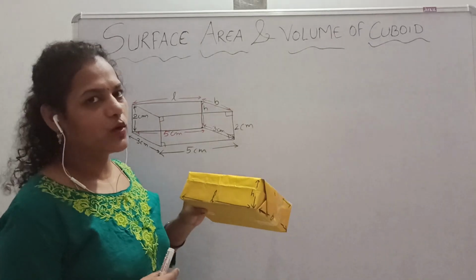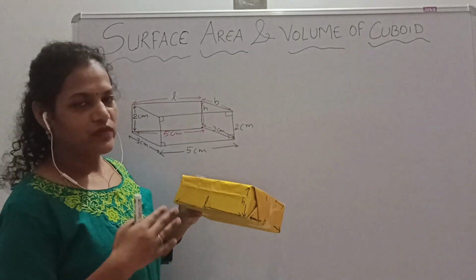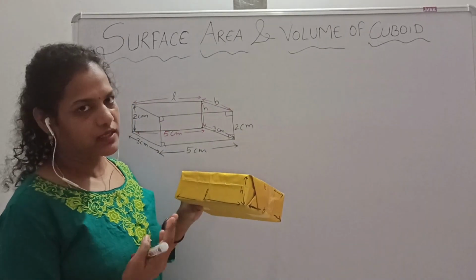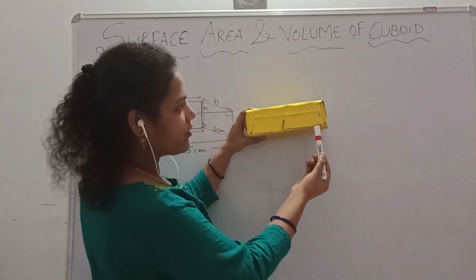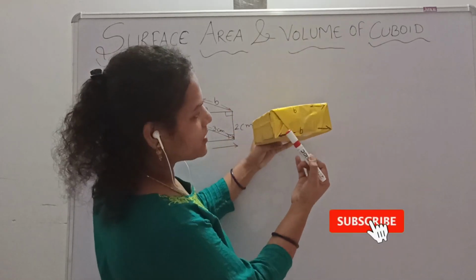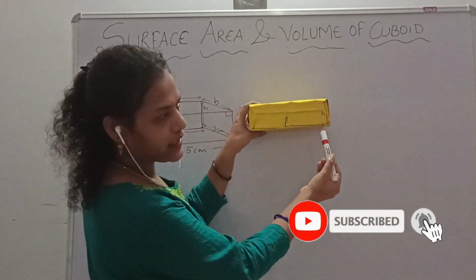Here I made one cuboid. It will be more clear to you how to differentiate length, breadth and height. See here, I named this as length. You can find this as length. This will be your breadth and this is your height.